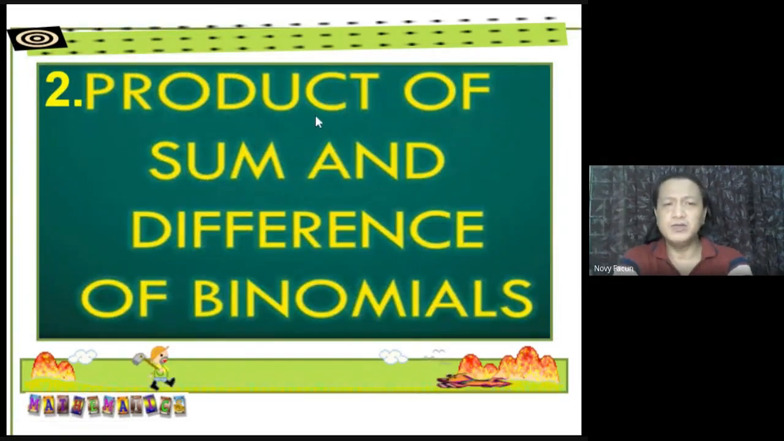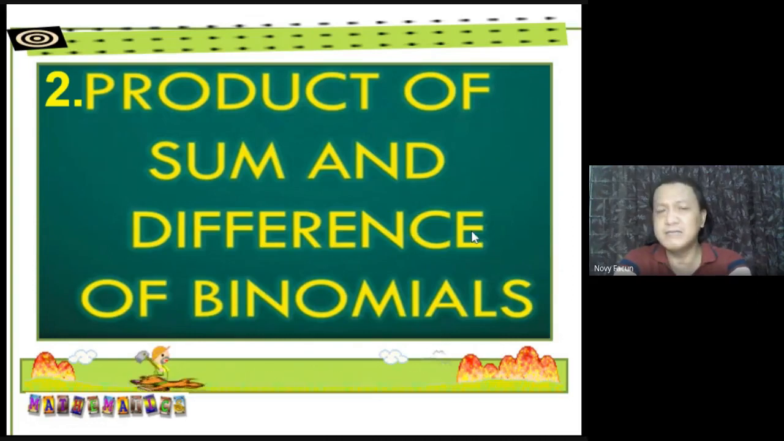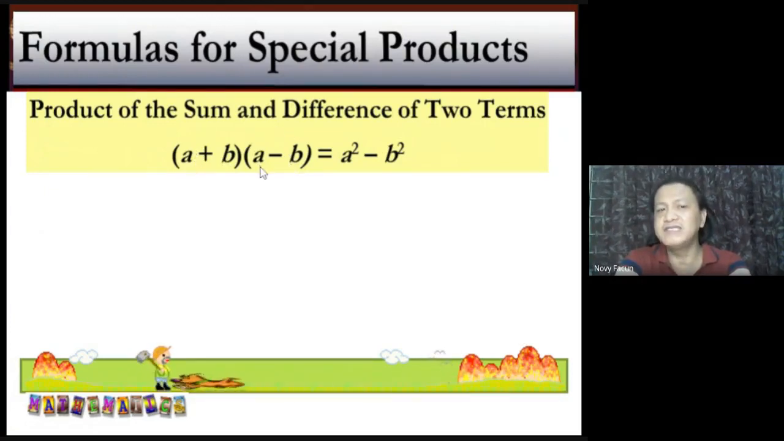And we have number 2, the product of sum and difference of two binomials. So we are now on the second one. So how do we know if it is the product of sum and difference of two binomials? Just remember that when the given has the same first term, and the second term is also the same, but the sign or operation is different. So this is plus, this is minus. But you can see that they have the same first term A, and B, B.